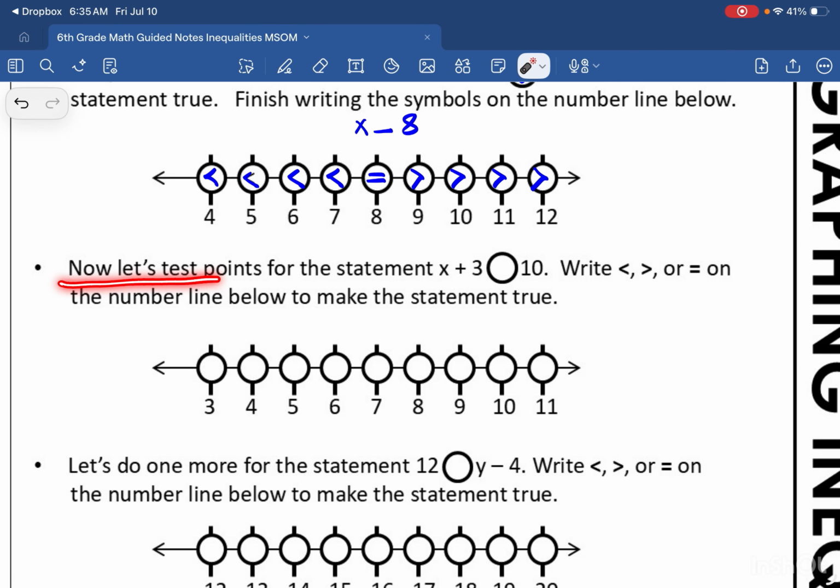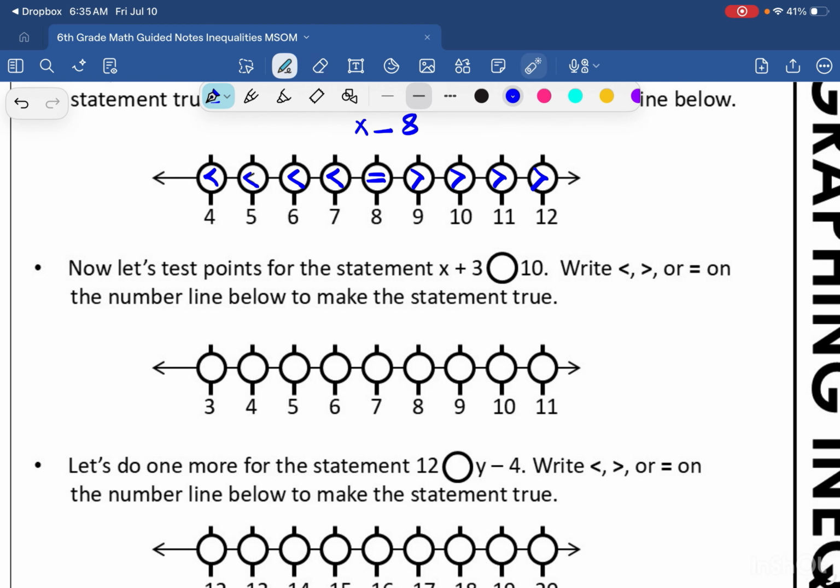Now let's test points for the statement x plus 3 blank 10. Write less than, greater than, or equal on the number line below to make the statement true. So for example, on this first one, if I have 3, I'm going to plus 3, so 3 plus 3, and that's blank 10. 3 plus 3 is 6, which is less than 10. So I will have a less than symbol right there.